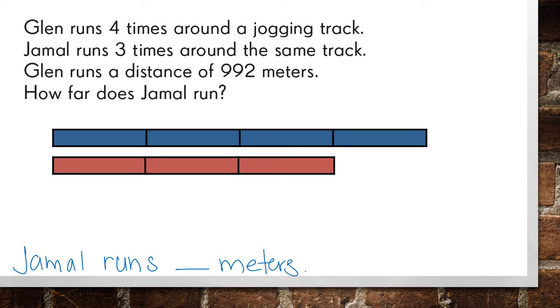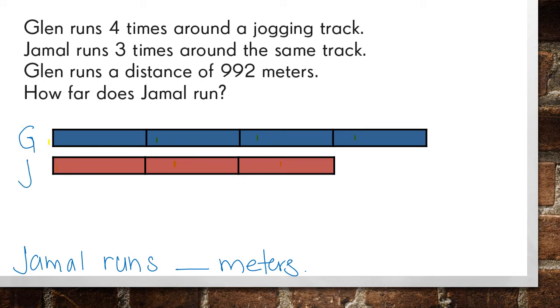Okay, Glenn runs 4 times around a jogging track. Jamal runs 3 times around the same track. Glenn runs a distance of 992 meters. How far does Jamal run? Okay, so what I did with the bars here is, do you see that in this top blue bar there are 1, 2, 3, 4 sections? So that can be for Glenn. And this second bar has 1, 2, 3 sections, and that can be for Jamal. So I'll go ahead and label this first one with a G and this one with a J.